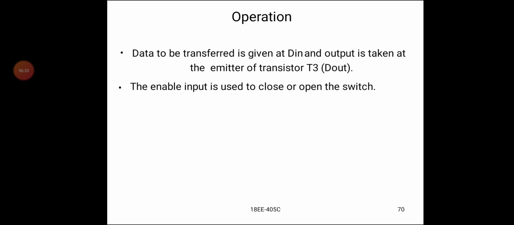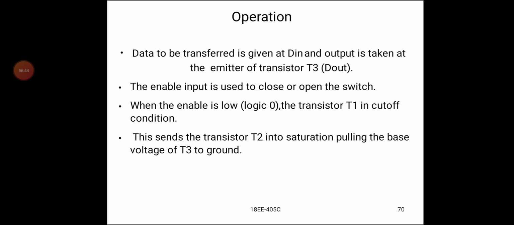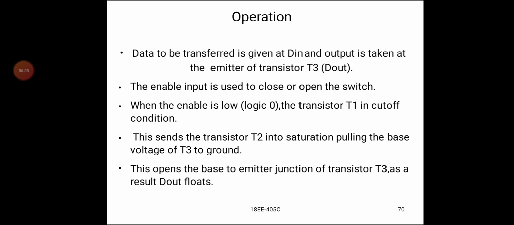The enable input is used to close or open the switch. When the enable is low, logic 0, the transistor T1 is in cut off condition. This sends the transistor T2 into saturation, pulling the base voltage of T3 to ground. This opens the base to emitter junction of the transistor T3. As a result, D out floats.